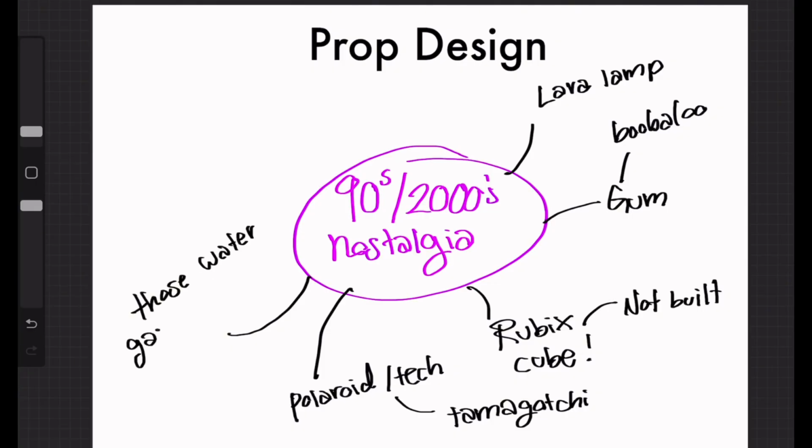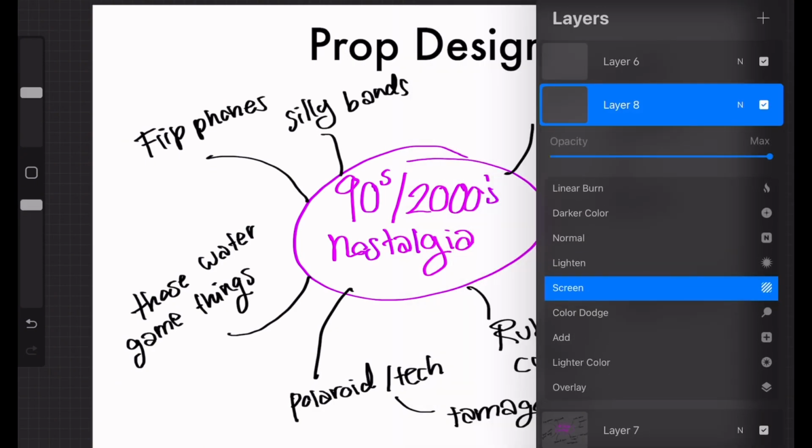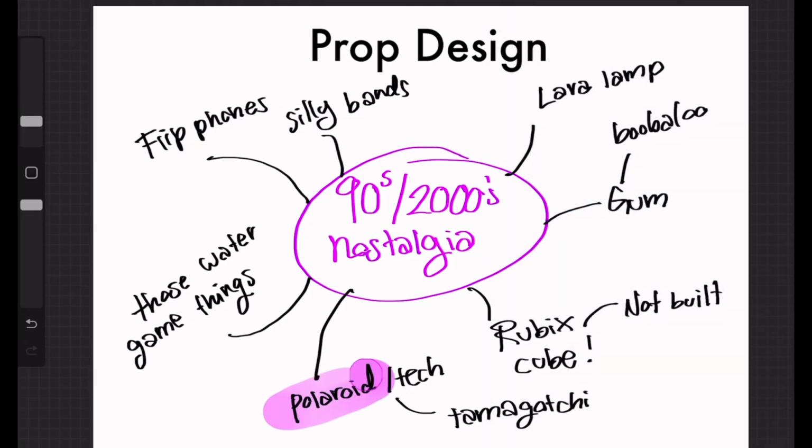For example, for the Rubik's Cube, I was like, oh, what if the Rubik's Cube is not built? Or I was like, oh, a Polaroid camera, and then I was like, oh, tech, Tamagotchi, or foldable phone, things like that.